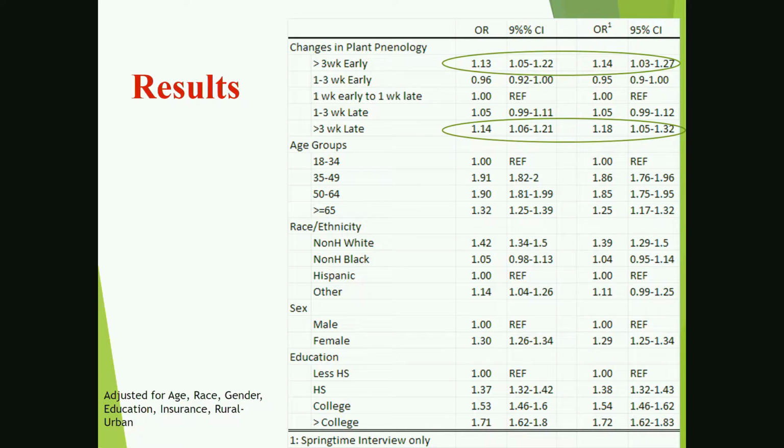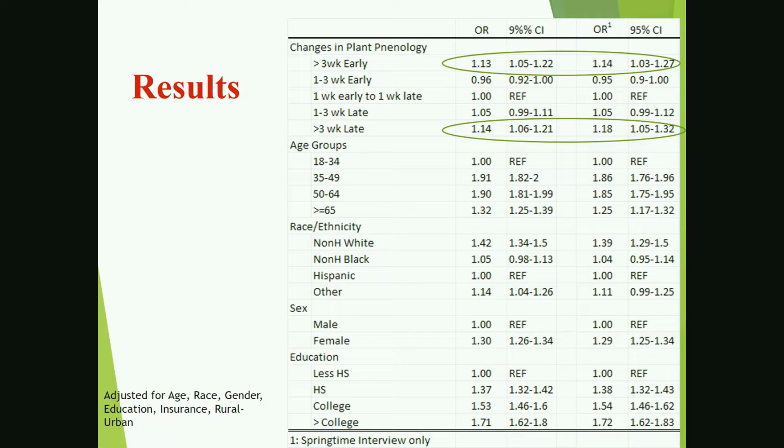In the same way, if you look at people living in an area where the onset of spring was greater than 3 weeks late, we see an 18% increase in risk of hay fever. It's really interesting. So risk is high if the spring arrival is early. Risk is high if the spring arrival is late.